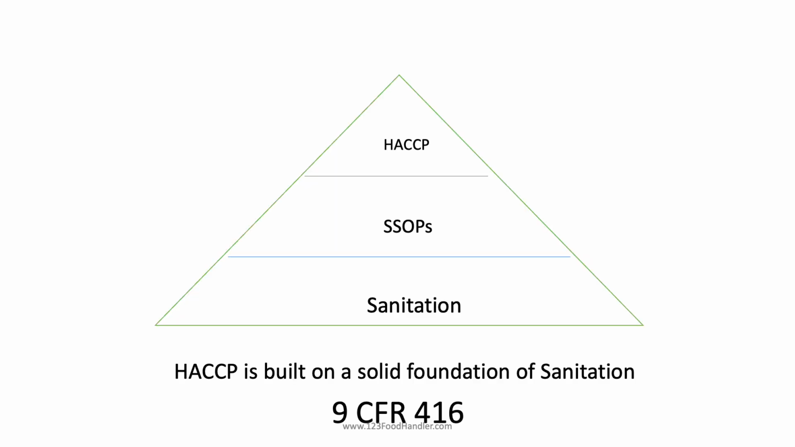You can see here that sanitation is the foundation of the HACCP system. We take the requirements of 9 CFR 416, which is the sanitation requirements for meat and poultry, and we'll create SSOPs, or Sanitation Standard Operating Procedures. Implement proper sanitation by way of SSOPs. We will support our HACCP program. These elements here make up a system, a HACCP system, which could involve many other items in the prerequisite program. HACCP is built on a solid foundation of sanitation.